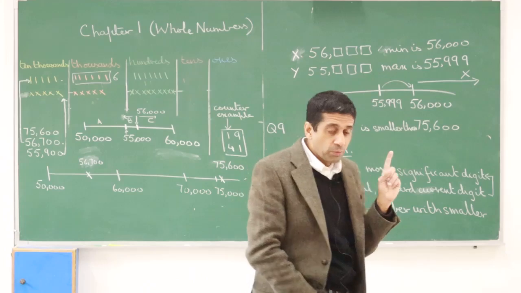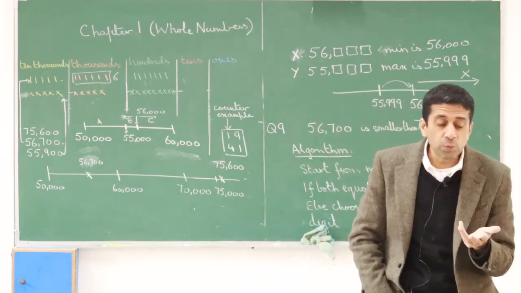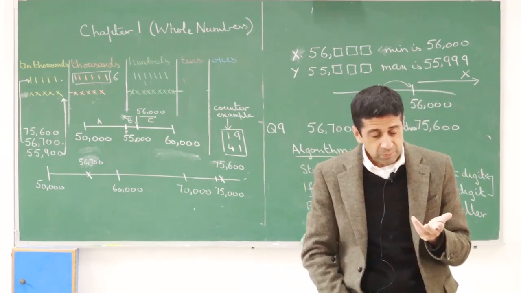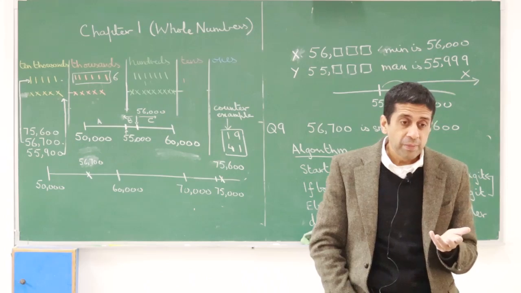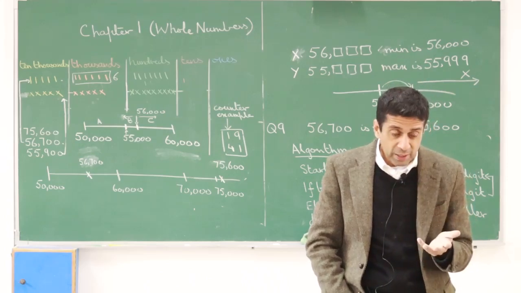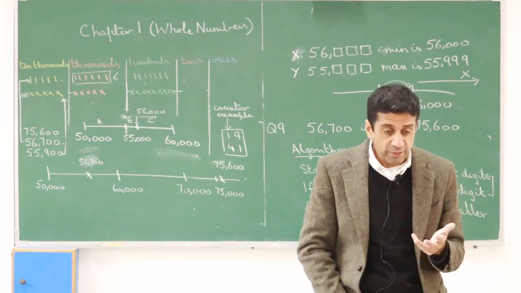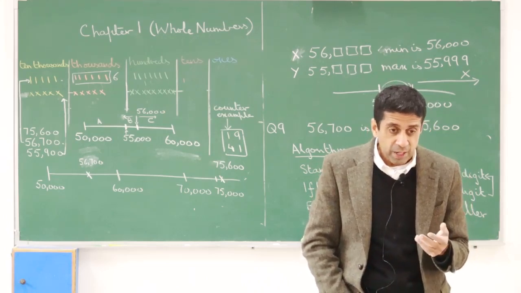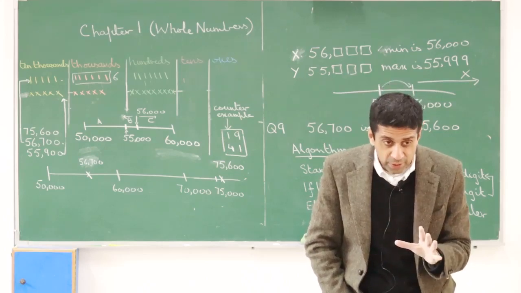55,000. Not there, don't look at the board. What's the maximum you can win in the hundreds? 900. And in the tens, what's the maximum you can win? 90. And how much in the ones can you win? 9. So what's the maximum money that you can win with the 55 in your pocket? 55,999. That's the maximum that you can win, right?